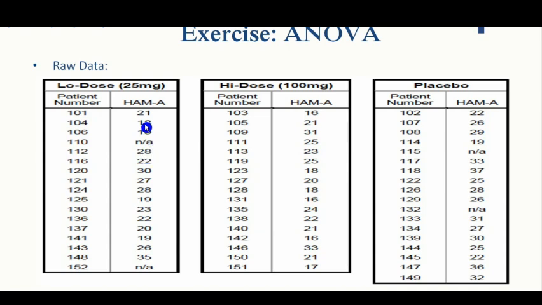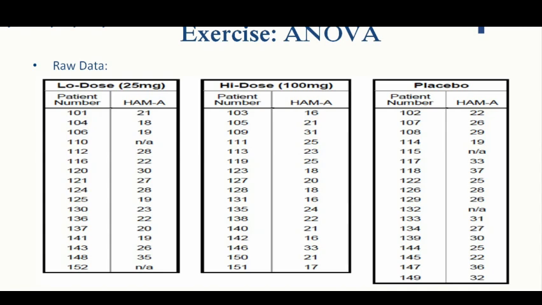So here are the observations of the HAM scores for the 25 mg group people. How many have been given? 1, 2, 3, 4, 5, 6, 7, 8, 9, 10, 11, 12, 13, 14, 15, 16, 17. So in all 17 people have been administered 25 mg, of which you have no observations on 2 of them. So in all 15 observations are present for the low dose group. Likewise, you have some number of patients with 100 mg, some number of patients with placebo.